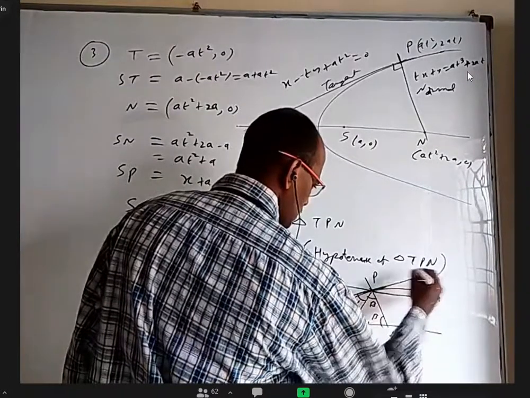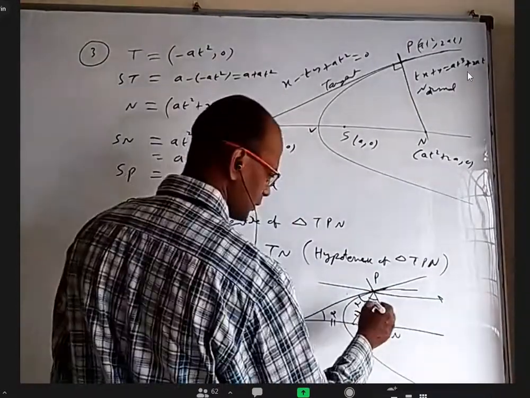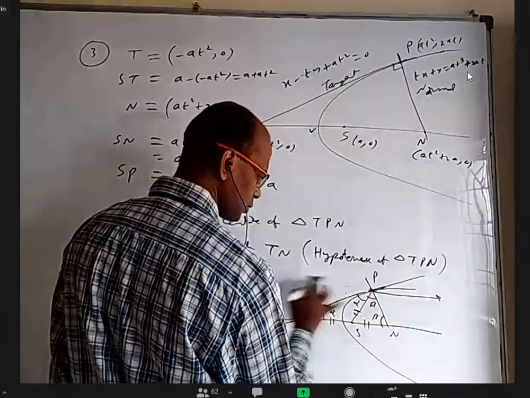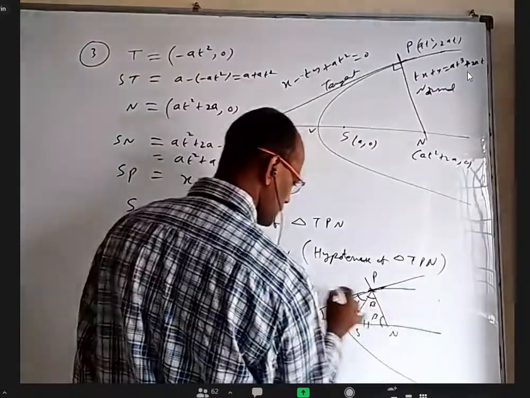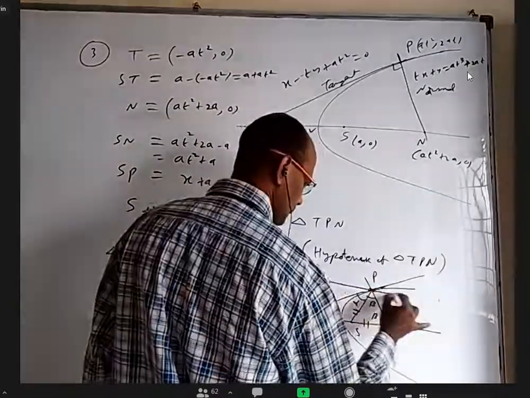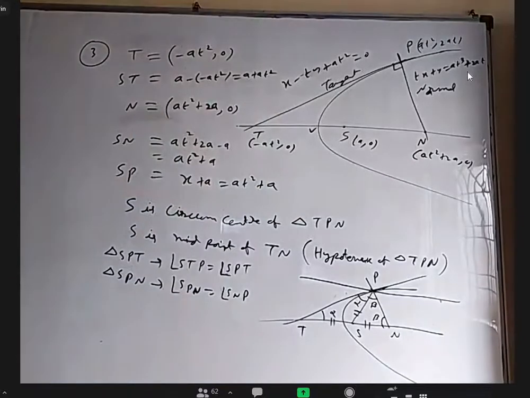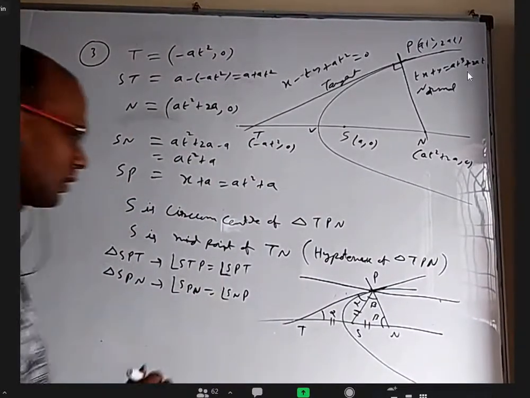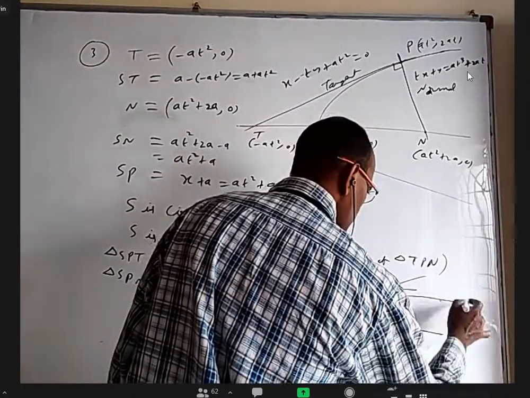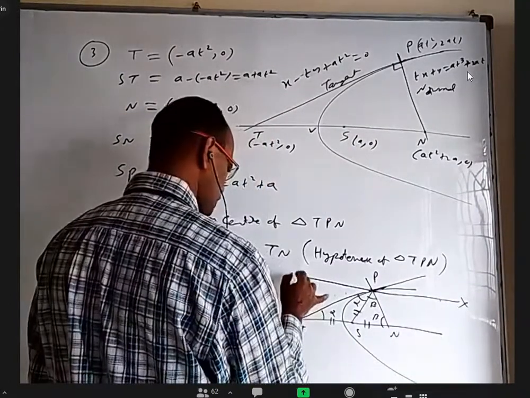I want to extend this tangent, extend this normal. Through P, I want to draw one horizontal line. Okay, through P, I want to draw one line parallel to the axis. I want to give some names, X here, X dash here.